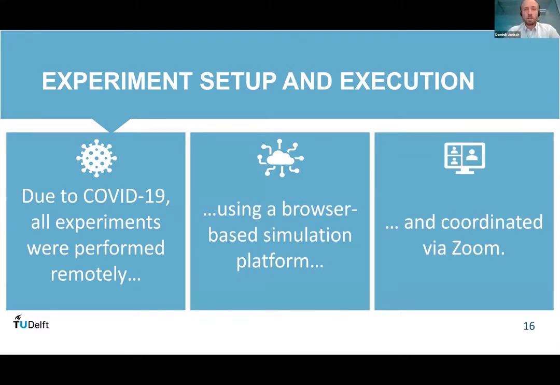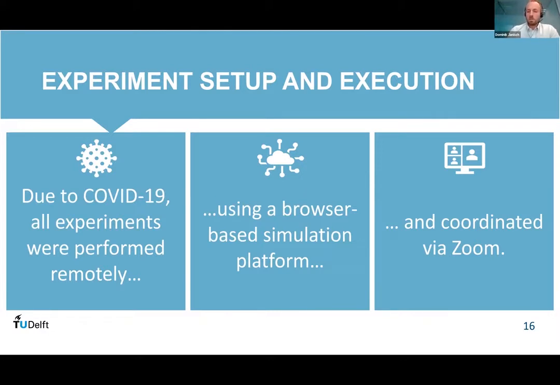This has, of course, a lot of limitations, but we weighed out the limitations against the benefits of potentially getting more participants due to the fact that we could do this online, and the fact that this was just an initial design study. We thought it was definitely worthwhile to give it a try and coordinate this via Zoom.